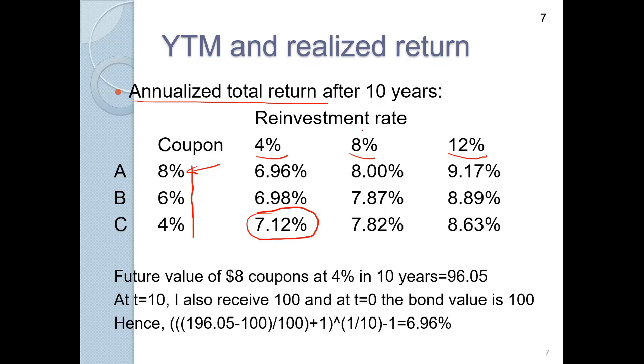Now, in the case where the rates are 8%, then the best bond is going to be the one with 8%, as is the case with 12%. So in general, what's going to be the rule? The rule is going to be that if you expect the reinvestment rate to be lower than the coupon, the bond with the lowest coupon might be a better return.